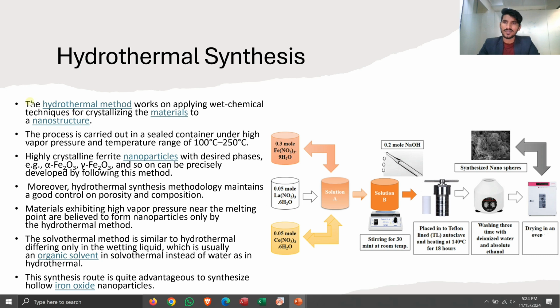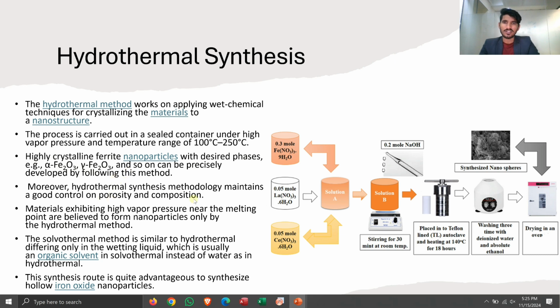Generally, the hydrothermal method works by applying a wet chemical technique, meaning the solvent is a liquid. The process is carried out in a sealed container, and the temperature is usually from 100 to 250°C depending upon the type of nanoparticles you are going to form. Highly crystalline ferrite nanoparticles, such as alpha Fe2O3 and gamma Fe2O3, can be precisely developed by this hydrothermal technique.